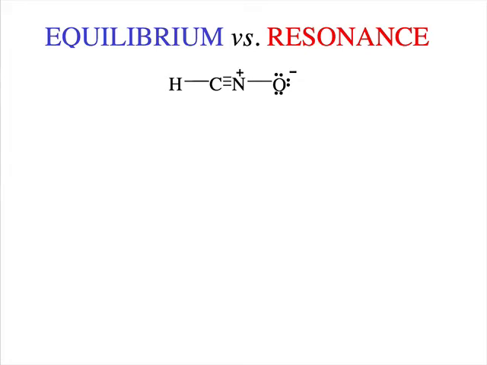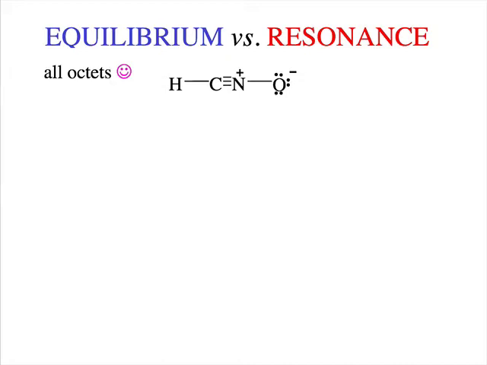So here's an interesting structure, HC triple bond NO, and I've gone through and placed formal charges where they belong. We've got a nitrogen with 4 bonds and no lone pairs. That's a positive charge. We've got an oxygen with 1 bond and 3 lone pairs. That's a negative charge.